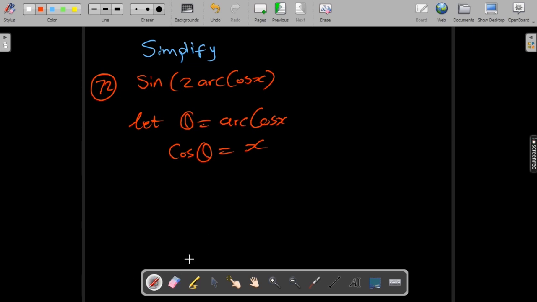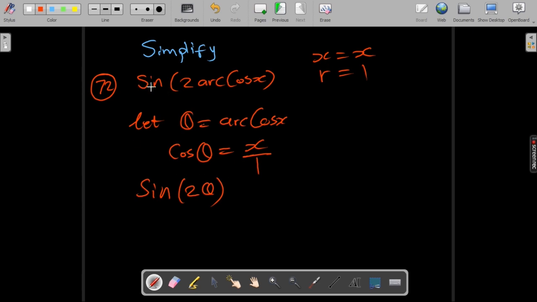So you now know two things. You know that theta is arc cosine x, that's what we assigned ourselves. So in here, you can convert this to sine 2 theta. And we know that cosine of theta is x. And remember that your cosine is x over r. This is x over 1. So your x is x and your r is 1.